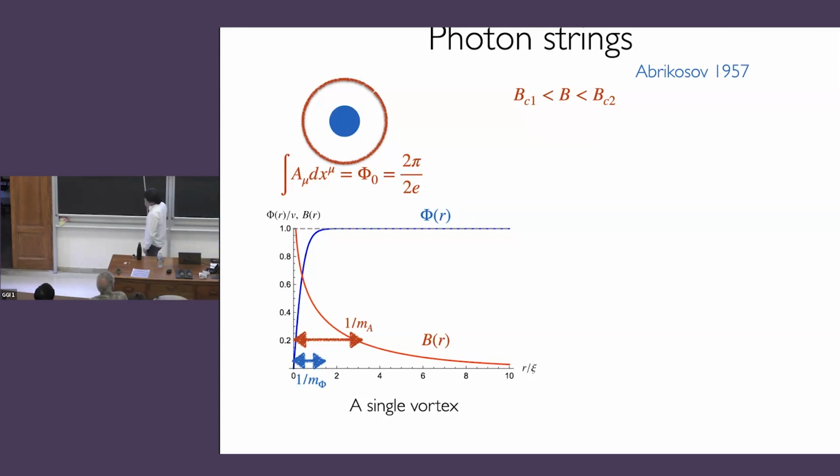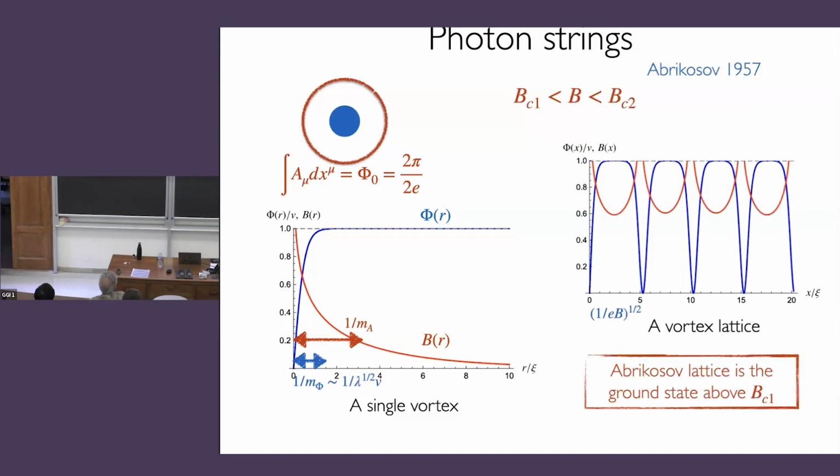And when you are taking this charge to 0, the flux goes to infinity, which means this object does not decouple. Okay, and we'll see why it matters very much. So in condensed matter systems, if you put in some non-zero magnetic field, then what you get is this lattice solution where there are a bunch of vortex lines equally spaced from each other, where the spacing is set by the magnetic field strength. And this is the phase, which is the ground state above BC1.